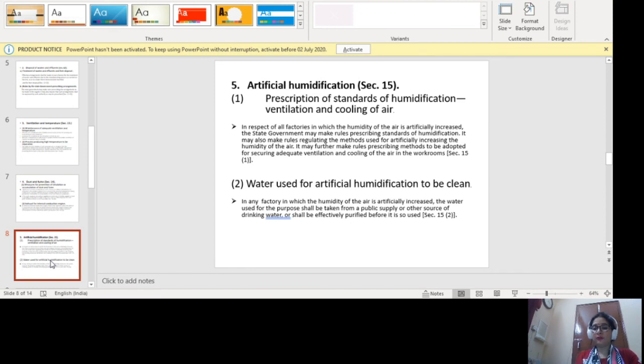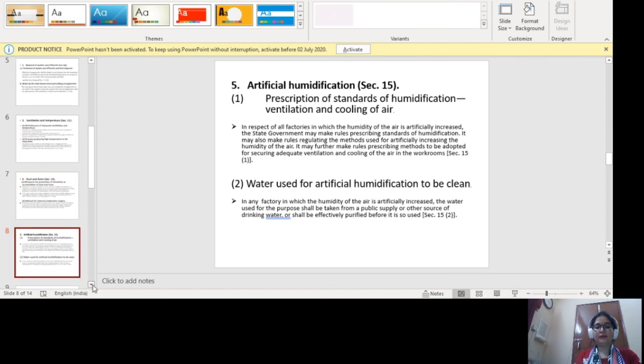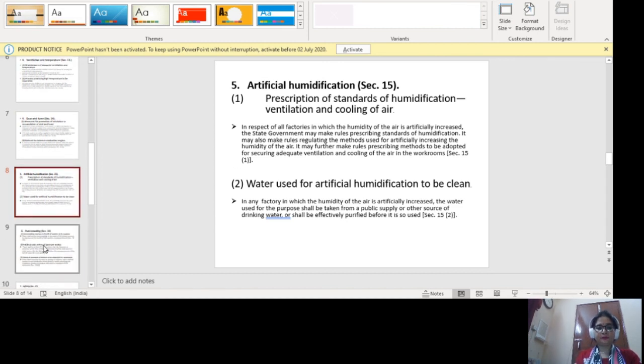Water can also be used for artificial humidification, and the water which is going to be used for this artificial humidification should be clean, derived from a clean source.